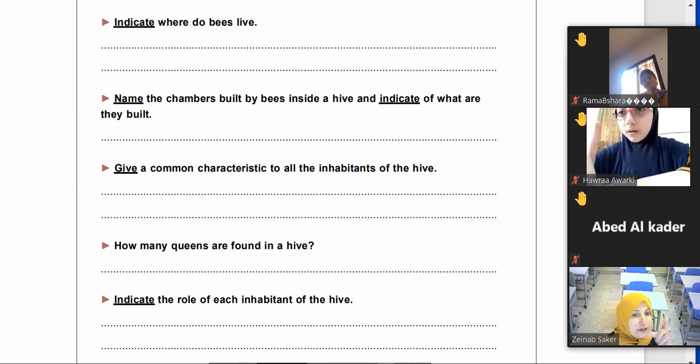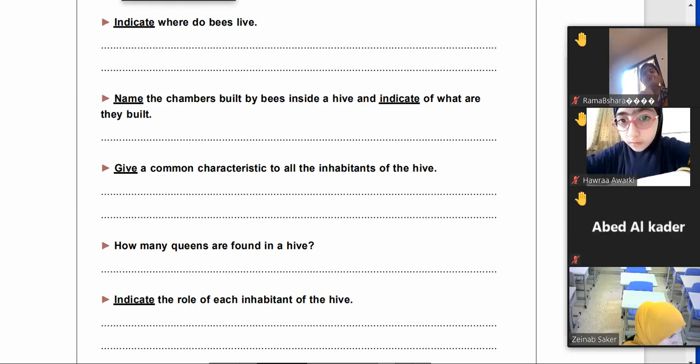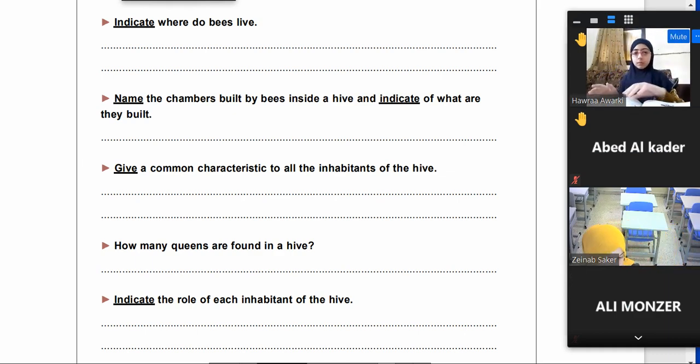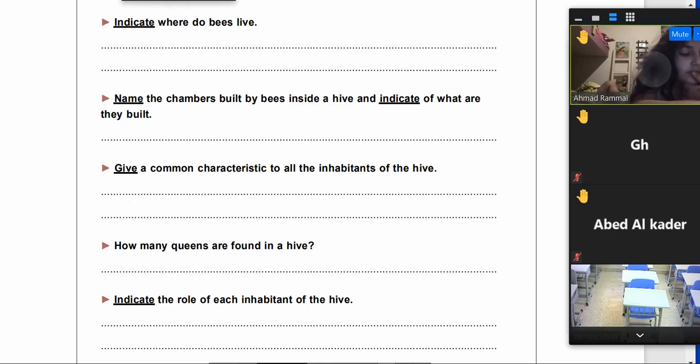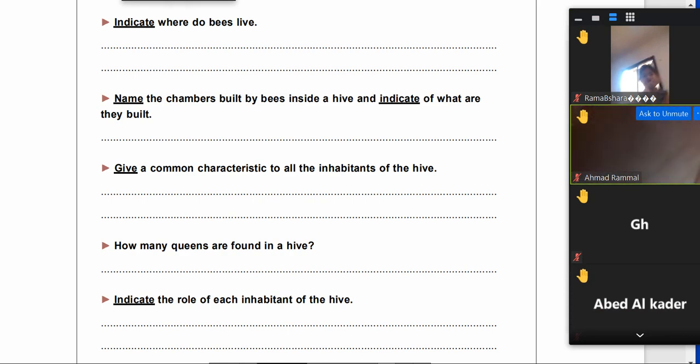Excellent. Now the next question: what do we call the chambers or rooms made by the bees? What do we call these small chambers? Haura, what are they called? Alveoli, excellent, or the wax rooms or wax chambers. Excellent.